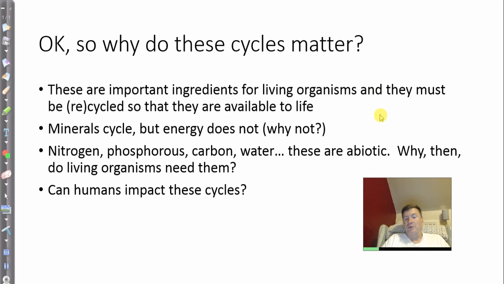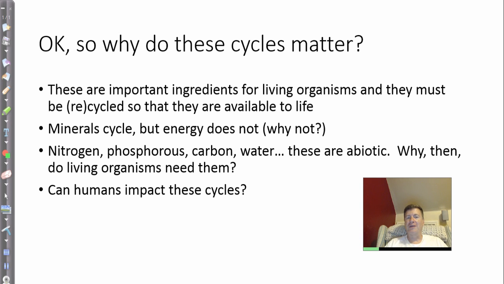These cycles are all important because these are the raw materials, the ingredients that living things need to survive. We all need potassium, we all need phosphorus, we all need water, we all need nitrogen. We need these parts of our cycle and need these elements to make up our tissues. Minerals, as you saw, cycle. They pass through the biogeochemical cycles, but I just want to tease you with one idea here. Energy doesn't cycle. So we'll address that issue a little bit later where energy comes into the whole ecological ecosystem conversation. Nitrogen, phosphorus, carbon, water, these are all abiotic.